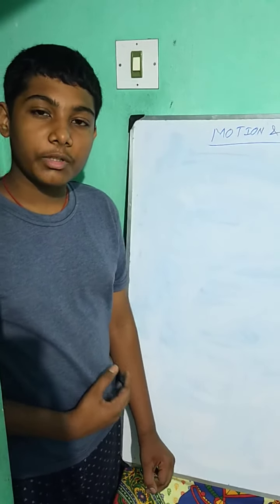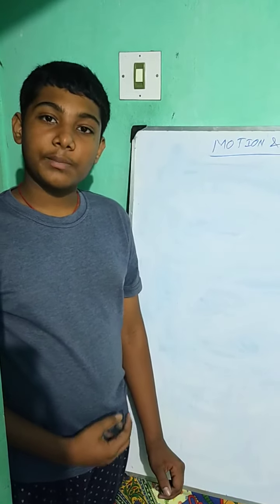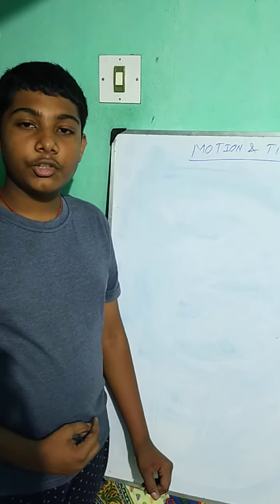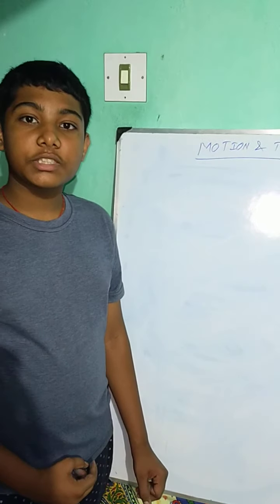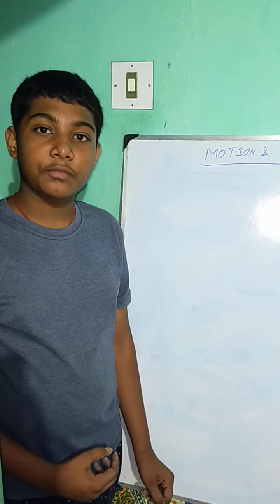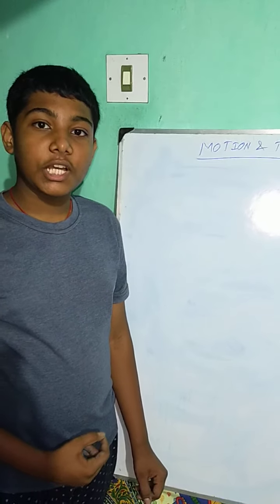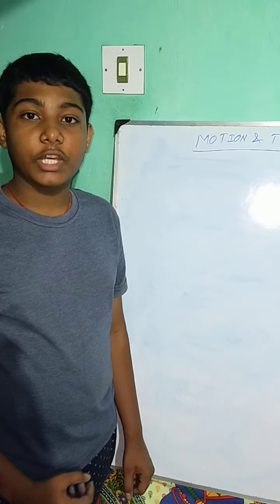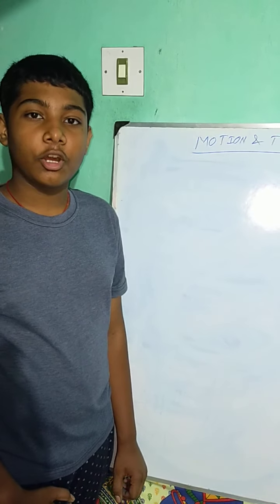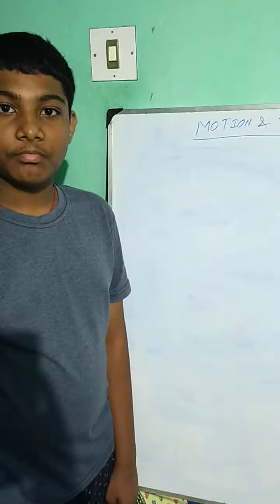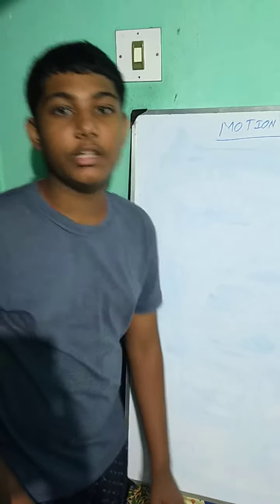So what is uniform and non-uniform motion? There are two types of motion: uniform motion and non-uniform motion. When the body covers equal distances in equal intervals of time, the body is said to possess uniform motion. When the body covers unequal distances in equal intervals of time, the body is said to possess non-uniform motion. Now I will give you an example of a distance time graph for uniform motion.